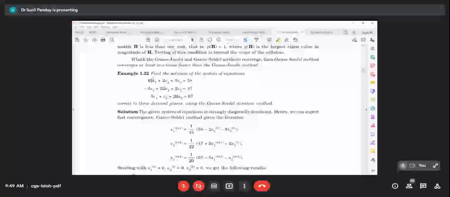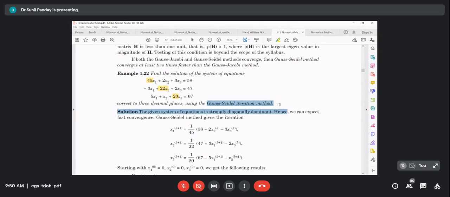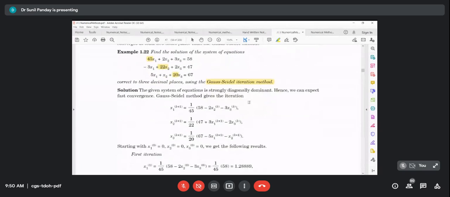Here you can see this system of equations. The absolute value of 45 is greater than the absolute value of 2, which is 2, plus the absolute value of 3, which is 3. So 2 plus 3 is 5, and 45 is greater than 5. Similarly, 22 is greater than 3 plus 2, and 20 is greater than 5 plus 1. So this system of equations is diagonally dominant. If we solve this system using the Gauss-Seidel method, the iterative procedure will converge towards the root if we perform infinitely many iterations.